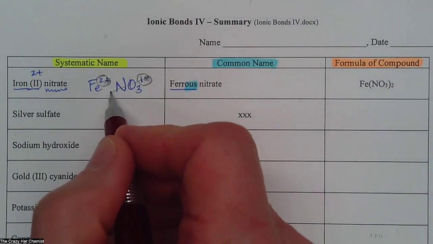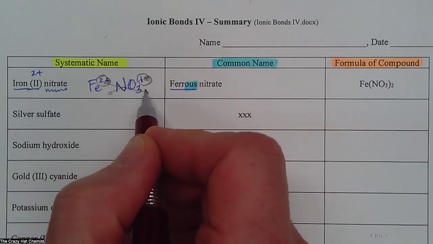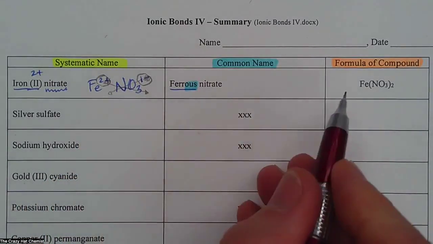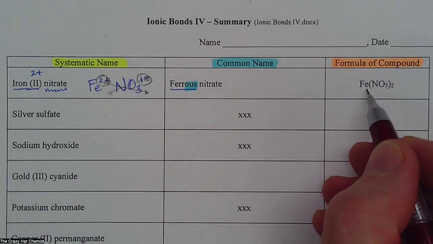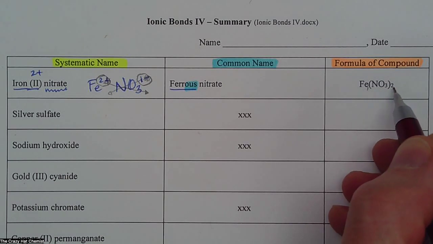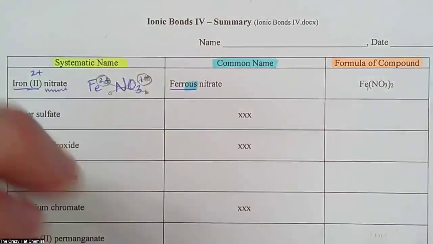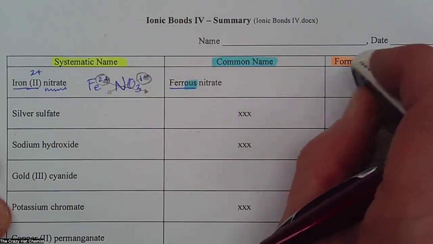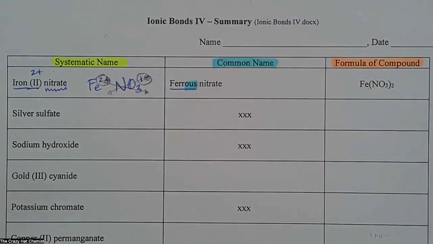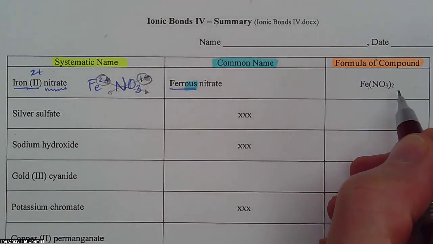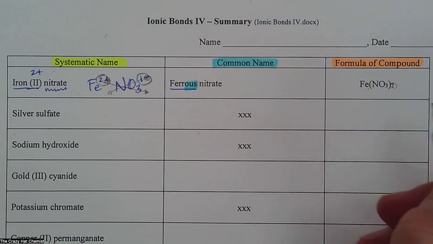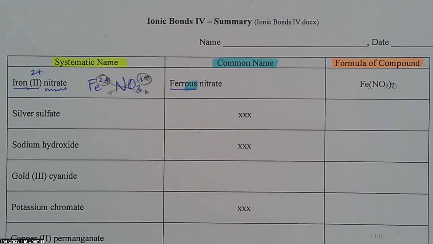That means that this 1 will come here and this 2 will come there. And that's why we write this formula of Fe, and there's a 1 right here, and then NO3 with a 2 on the outside. Well, we don't write 1s, and that's why we scratch that out. And then there's our formula, Fe(NO3)2. Why do we need the parentheses? Because the number outside the parentheses is greater than 1 that has not been reduced. All right, that's the example problem right there.